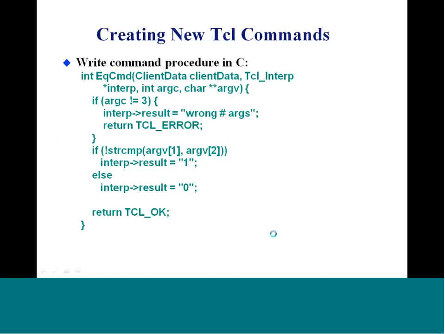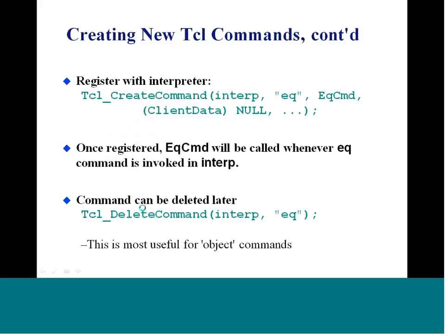So, creating new Tcl commands essentially: we write the command procedure in C. EqCmd takes clientData, the Tcl_Interp, then the integer argc and the char **argv. So this is written in C. If argc is not equal to 3, then we just say wrong arguments. Otherwise, we compare argv[1] and argv[2], and if they are not the same, then the result is 0, otherwise the result is 1. So this is basically to compare two values to see whether they are the same or not, and then we return to the main.